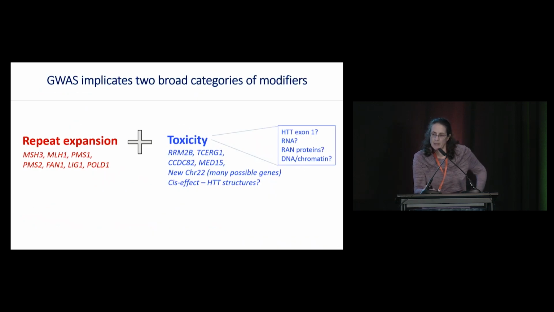So broadly, and maybe simplistically, the GWAS implicates two broad categories of modifiers. One of those involved in repeat expansion, and the other that may be involved in a broadly toxicity process or processes, which we don't really know, I'd argue, what they are, and some examples are shown on the right of what that toxicity driver could be. And of course, this is a bit simplistic because some of those actually may be involved in some aspects of repeat expansion, indirectly.